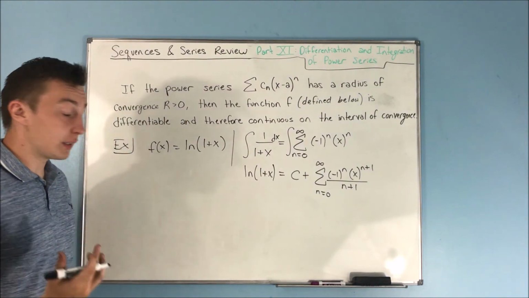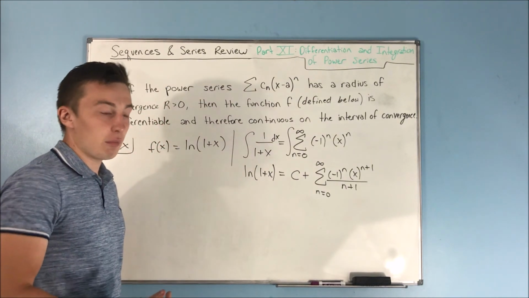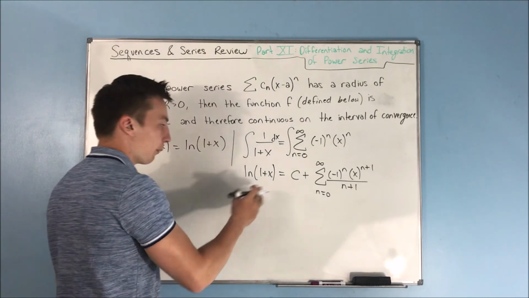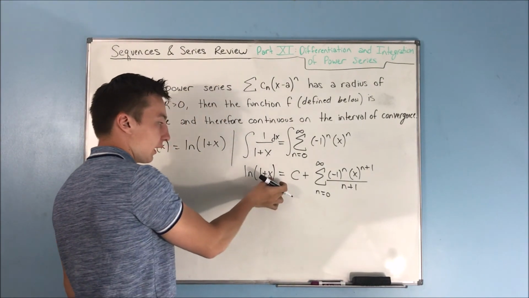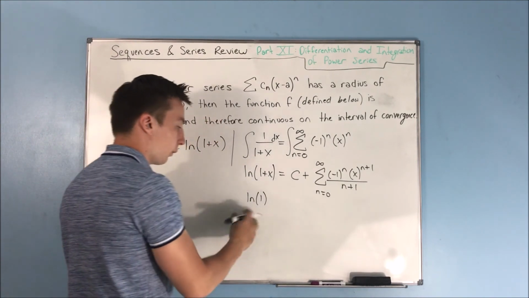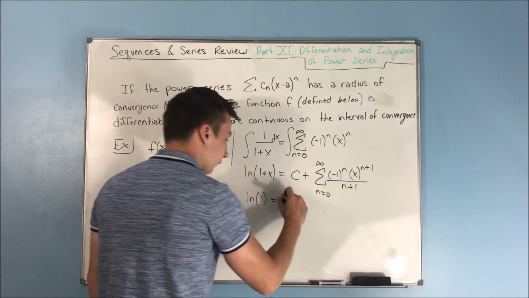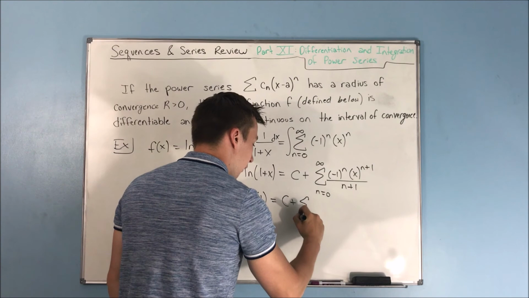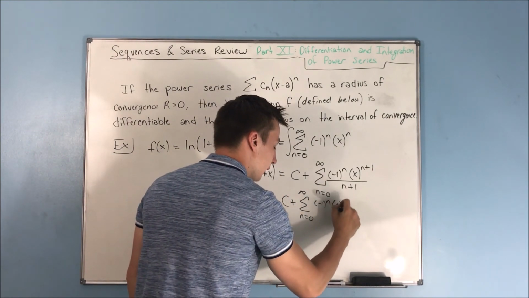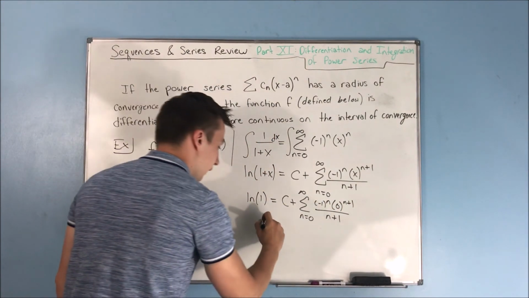Now we need to find what our c is, and we can do that easily by plugging in 0 for x. We're just plugging in a number for x, and then we can test what that c is. If we plug in 0 for x, that's going to affect both sides. This side will just become natural log of 1, which is 0. So natural log of 1 will be equal to c plus the sum from n equals 0 to infinity of negative 1 to the n times 0 to the n plus 1 over n plus 1. So finally you get that 0 equals c.